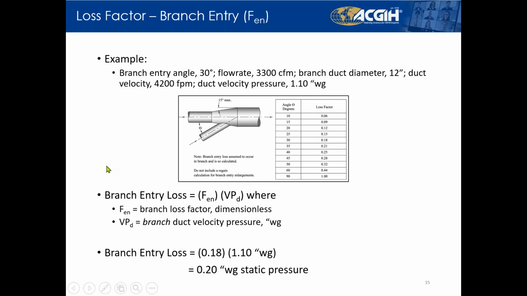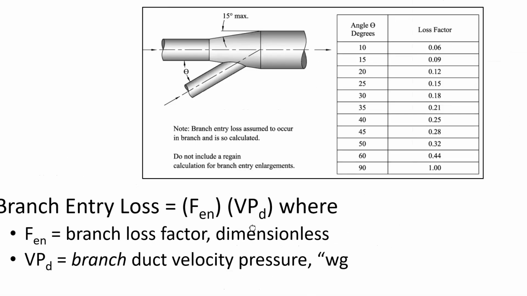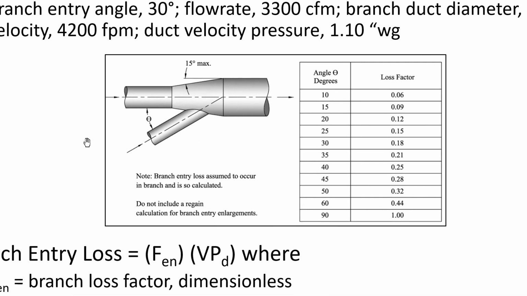Let's look at an example on this. If we have a branch entry angle of 30 degrees, flow rate of 3,300, diameter of 12 inches, duct velocity 4,200 feet per minute, duct velocity pressure of 1.1 inches of water gauge. Again, in Chapter 9 of our ventilation manual, we have a table that gives us our entry loss factors based upon the angle of entry of the branch into the main. We said that our entry angle is 30 degrees. So for a 30-degree entry, our loss factor is 0.18.